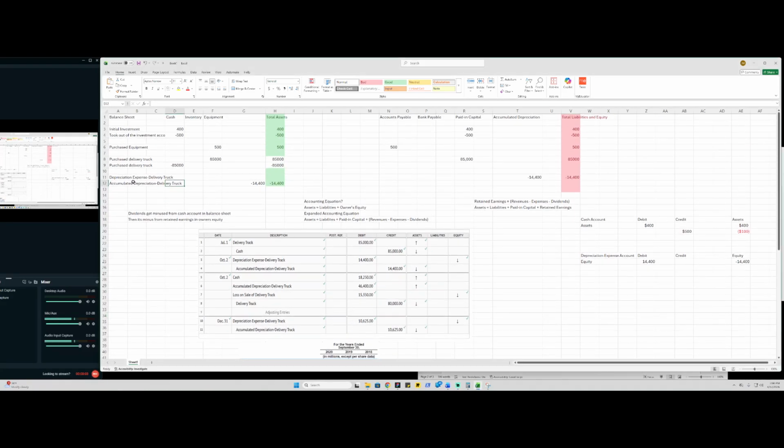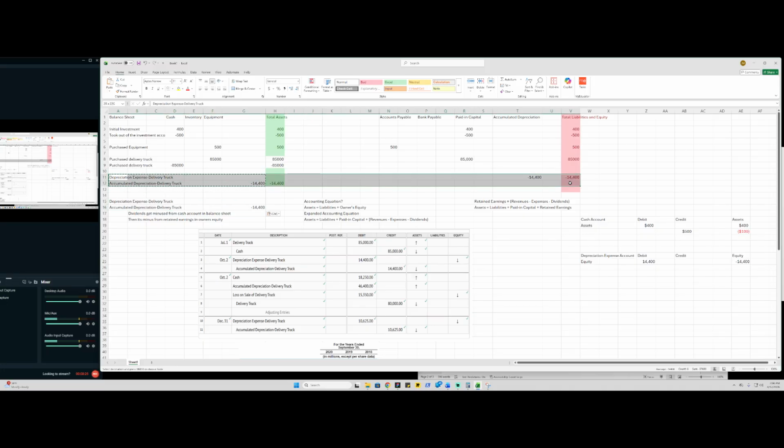So, I just watched some of the previous videos so I can understand depreciation in particular. So this is actually incorrect. You would not have this on the balance sheet. This is not how you write it into the balance sheet.